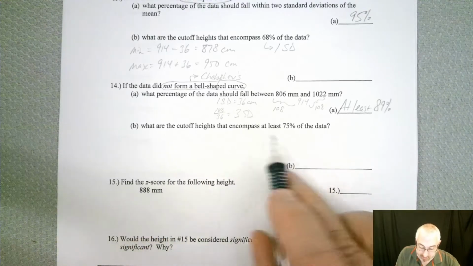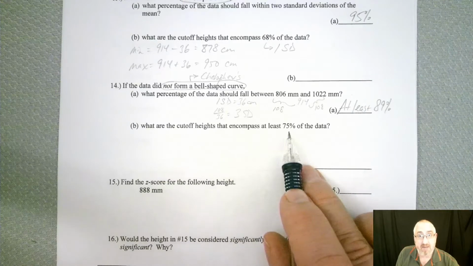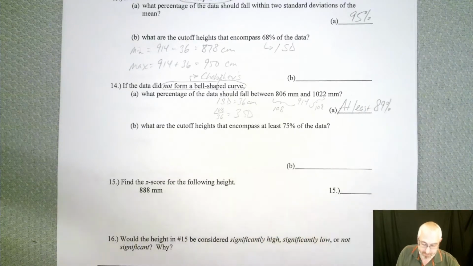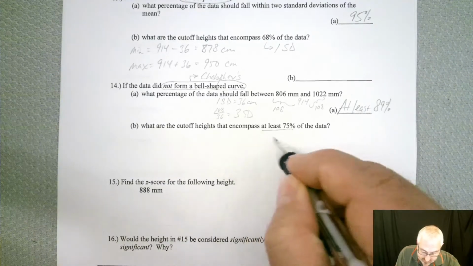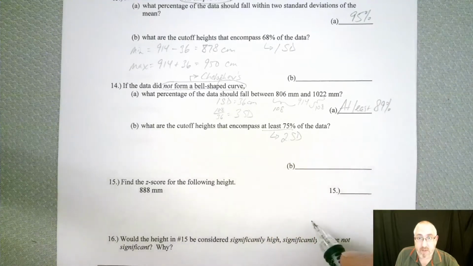All right, so now the last one wants cutoffs for at least 75% of the data. All right, so now at least 75%, based on Chebyshev's, is 2 standard deviations away.